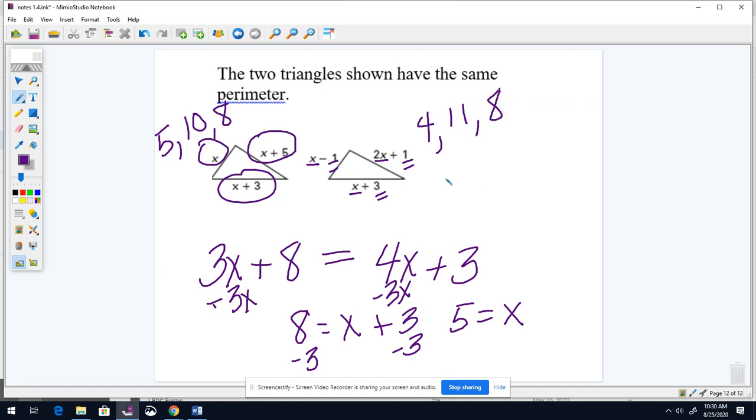So then I'm going to do a quick check. When I add these numbers up, do I get the same perimeter for both? This one has a perimeter of 23. This one has a perimeter of 23. Therefore, I have the exact same perimeter.